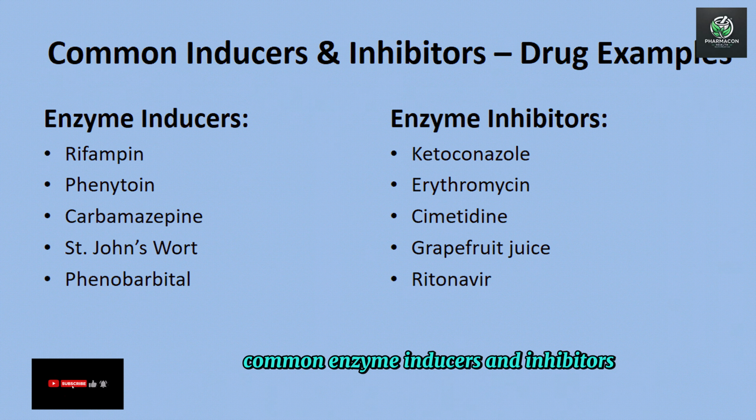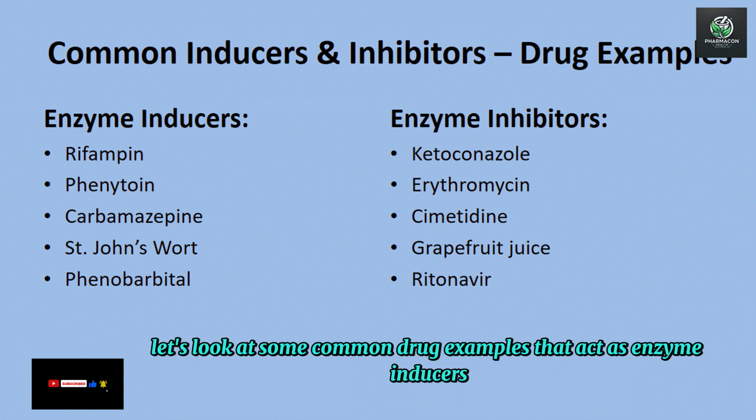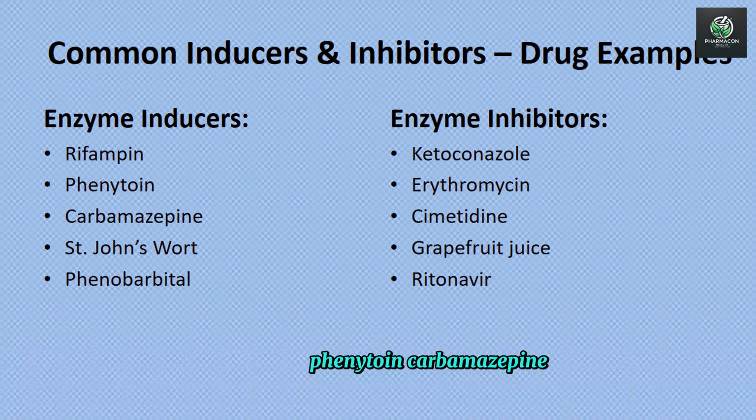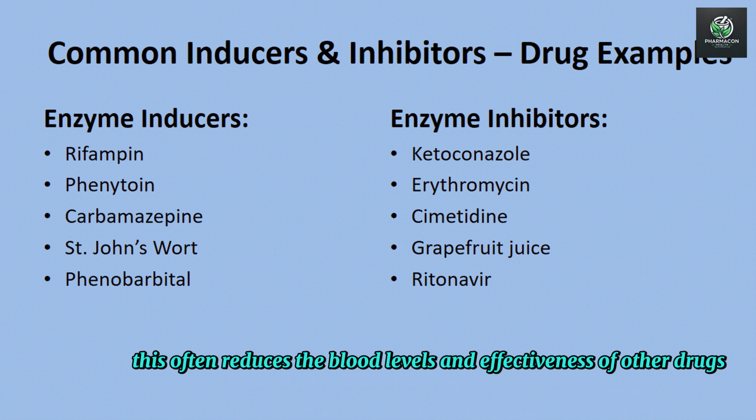Common enzyme inducers and inhibitors. Drug examples. Let's look at some common drug examples that act as enzyme inducers or inhibitors. Enzyme inducers like rifampin, phenytoin, carbamazepine, St. John's wort, and phenobarbital increase the activity of metabolic enzymes. This often reduces the blood levels and effectiveness of other drugs.